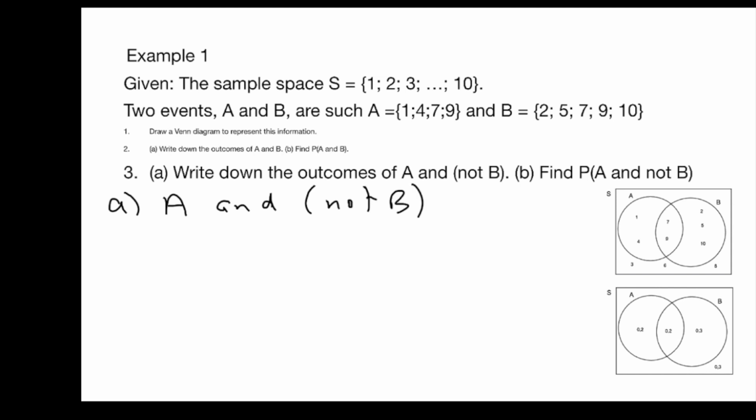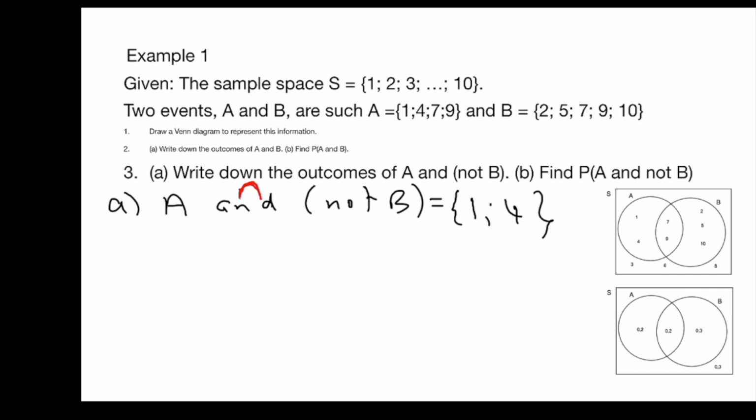This means the outcomes should be inside A and outside B. So what is inside A and outside B? You need to think about that. So inside A and outside B, that should be 1 and 4. So 1 and 4 are inside A and outside B. So and means intersection. So we are looking for outcomes that are in the intersection of A and not B.